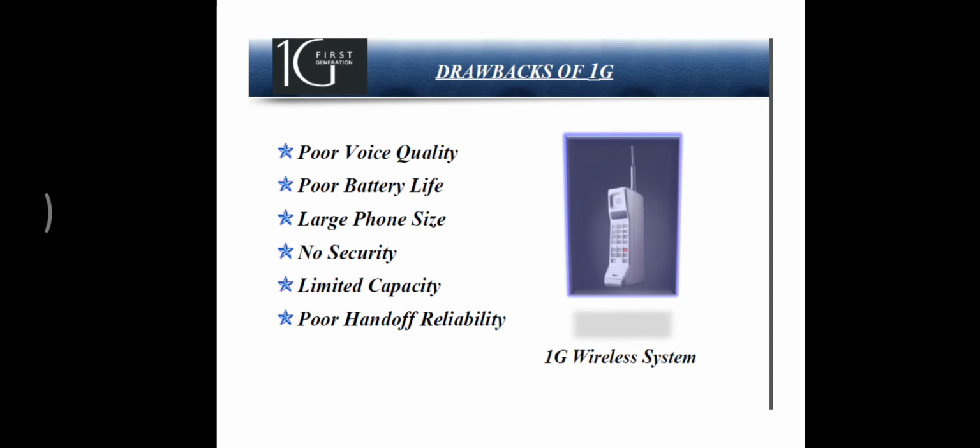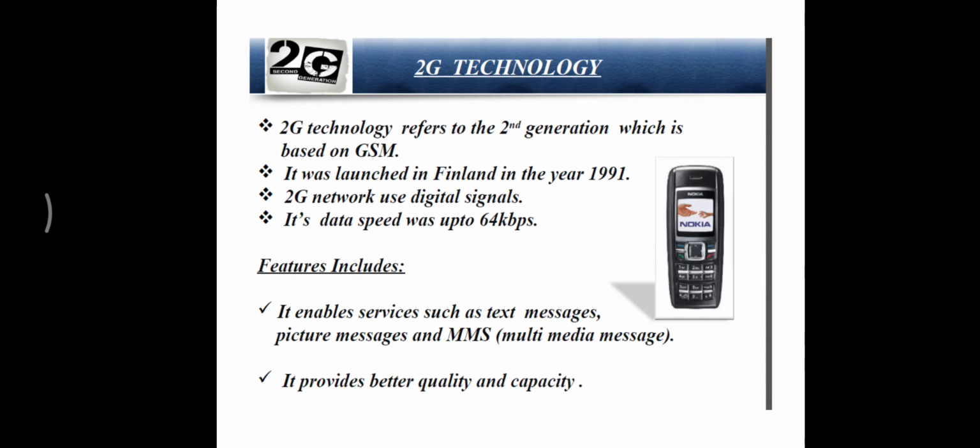The drawbacks of 1G, as we already know, are poor voice quality, poor battery life, large phone size, no security at that time, limited capacity, and poor handoff, that is handoff from one cell to another cell. Then we discuss the 2G technology.